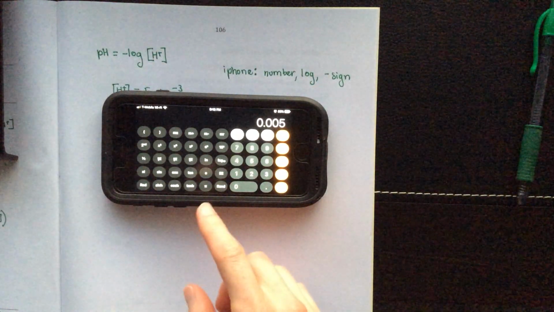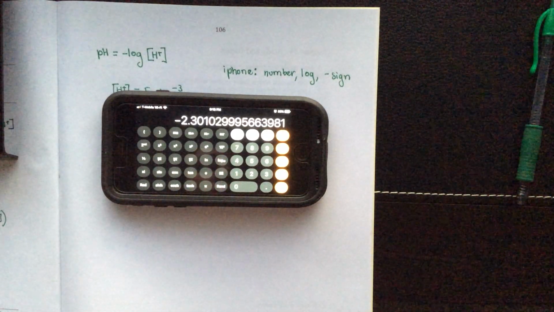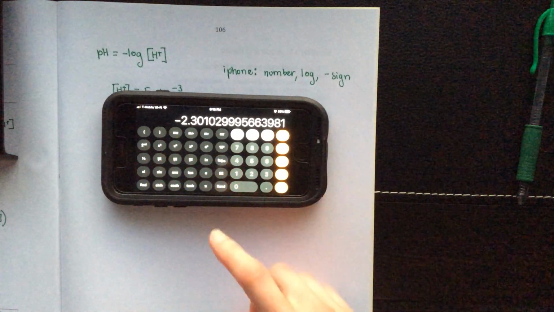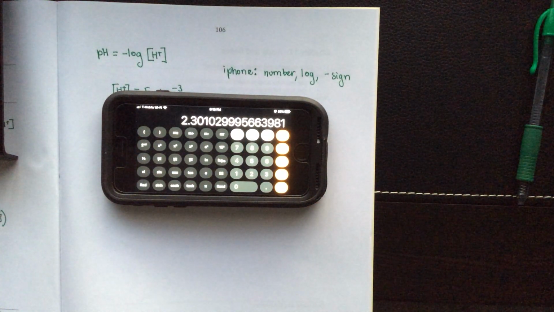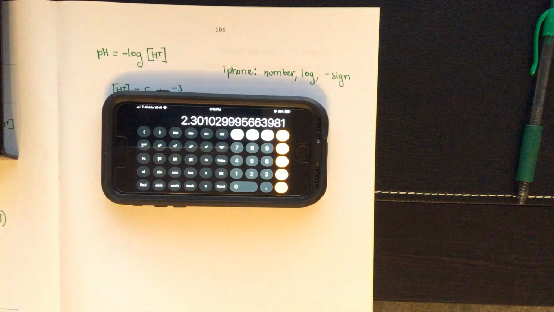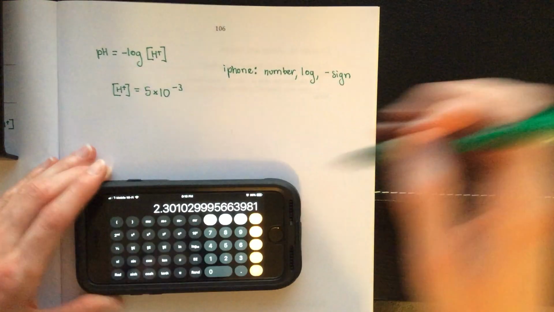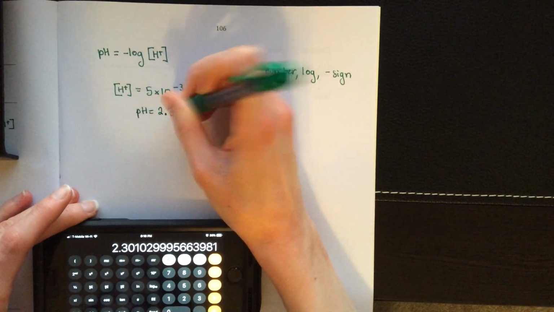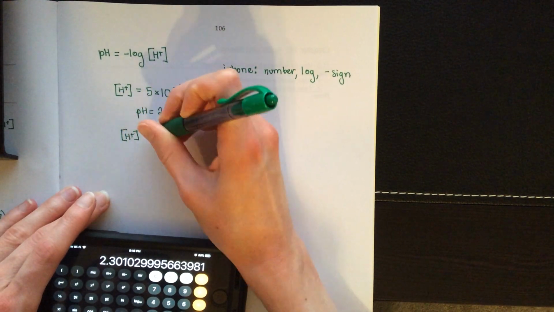And then just hit log, which is right here. And that is almost the pH, but it's negative, and the pH should always be positive, so you just need to turn that into a positive number. You can either push the negative sign to turn that into a positive number, or just turn it into a positive number in your head. So the pH would be 2.3. Okay, I'll show that one more time on iPhone, and then I will show you on Android how to do that.